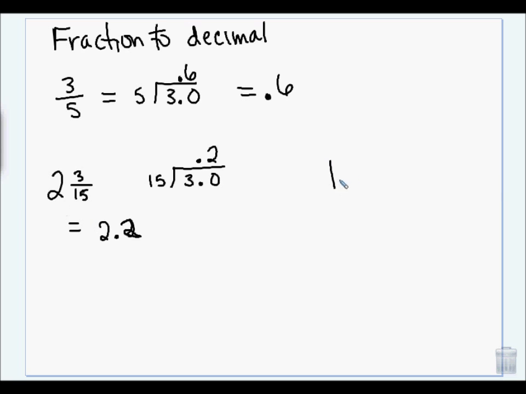So let's do like 1 and 2/5. Okay, I'm going to go 5 into 2, so that's 0.4, so it's 1.4. Okay, so whole numbers are still whole numbers, whether you're talking about fractions or decimals. And then fractions and decimal parts are the same. Decimals.